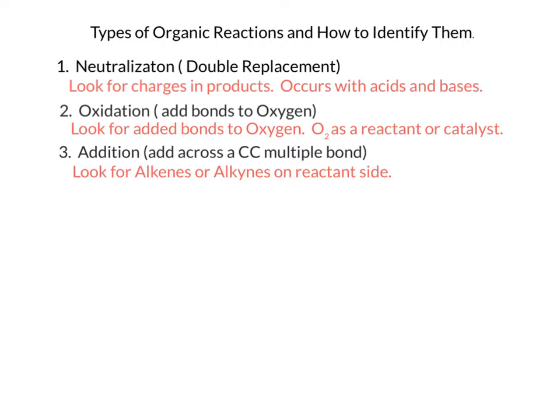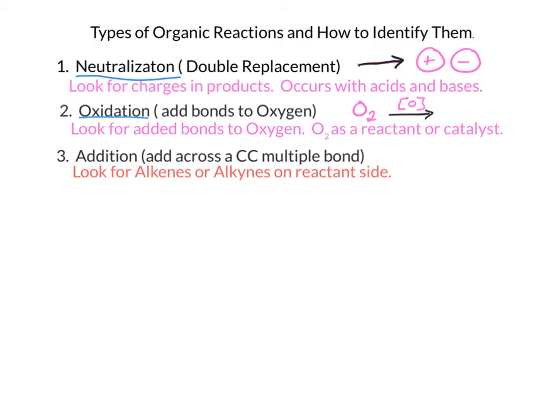So far, we've seen neutralization reactions, where we look for charges in the products side, oxidation reactions, where we're adding bonds to oxygen, and we're looking for an oxygen on the reactant side or labeled like a catalyst above the arrow, and addition reactions, where we'll be looking for alkenes or alkynes, double bonds or triple bonds, on the reactant side. Now we'll be doing substitution reactions.